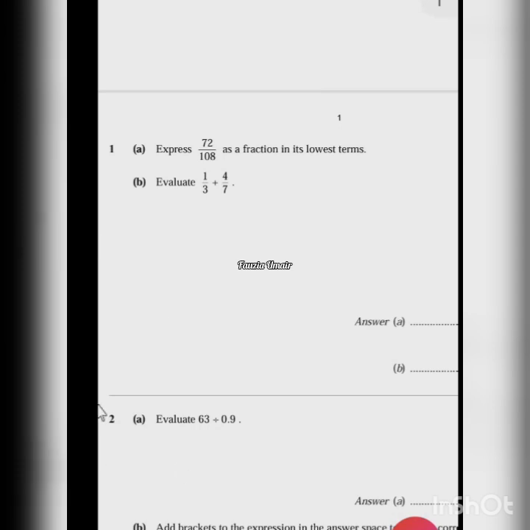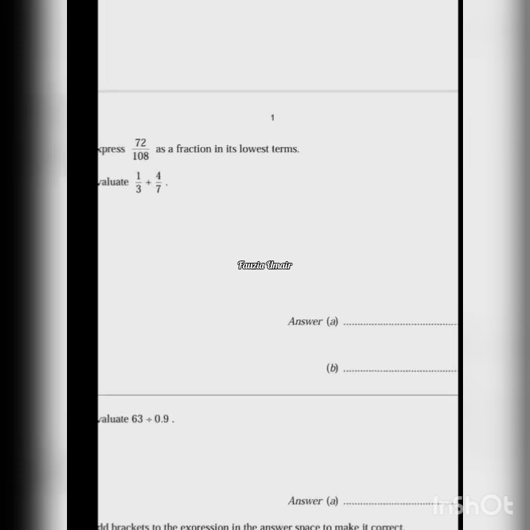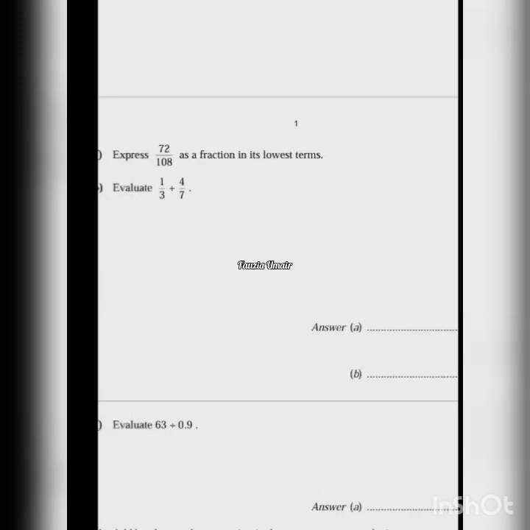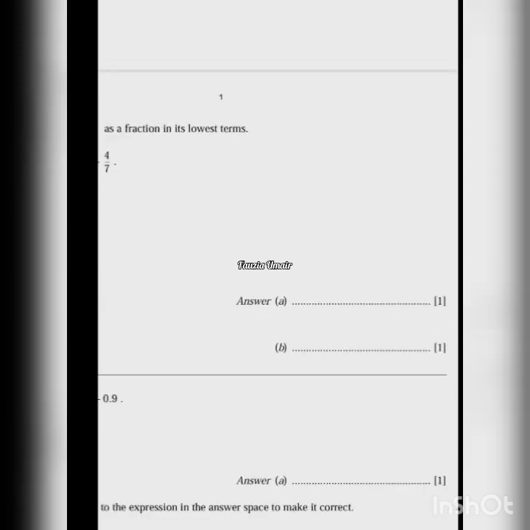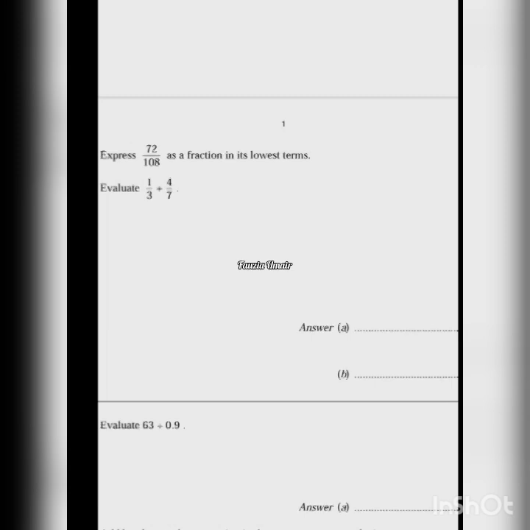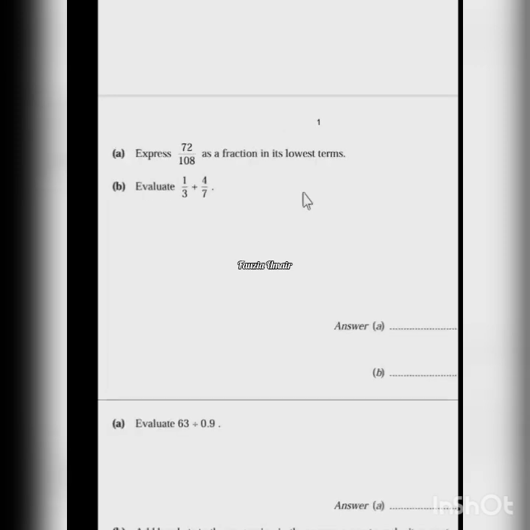So these are questions I have jotted down together. These are all from the first 4 questions of P1. The first question, part A: express 72 by 108 as a fraction in its lowest term. What does lowest term mean? What do we need to do? Simplify it. It's just a 1 mark question in the paper. Can you see here? Answer A, 1 mark. A 1 mark question in the paper means that only the correct answer is expected.